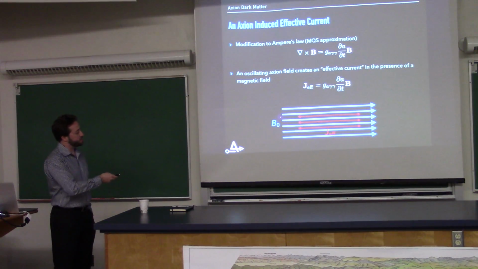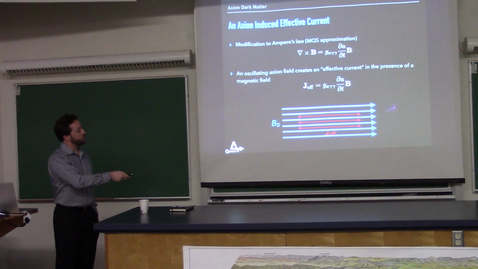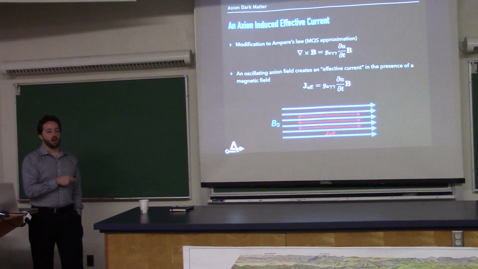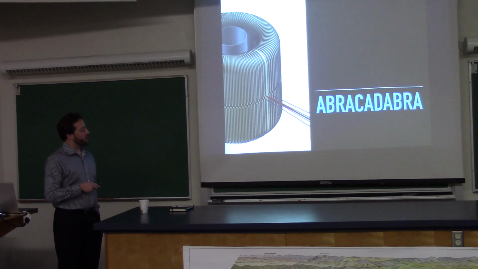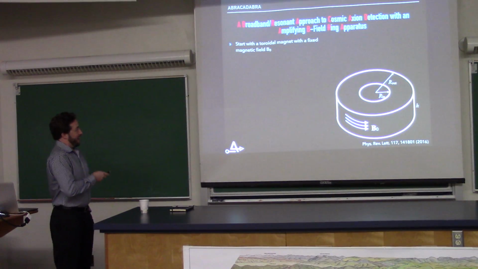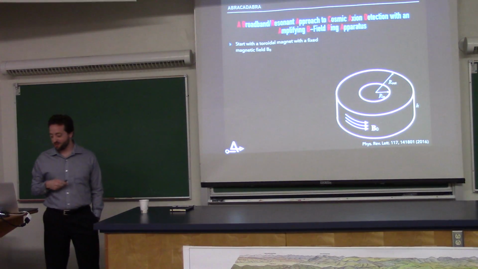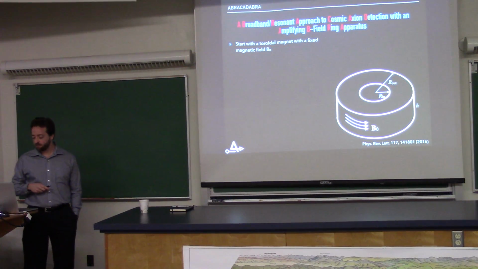So what this is telling us is that in the presence of a static magnetic field and an oscillating axion field, remember this axion field is a sinusoidal function of time with a frequency exactly equal to the mass of the axion, you generate an oscillating effective current parallel to the magnetic field. And so this is what we're looking for. So this is the basic idea that underlies the ABRACADABRA experiment. And ABRACADABRA stands for a Broadband/Resonant Approach to Cosmic Axion Detection with an Amplifying B-field Ring Apparatus, which is why we shortened it to ABRACADABRA.